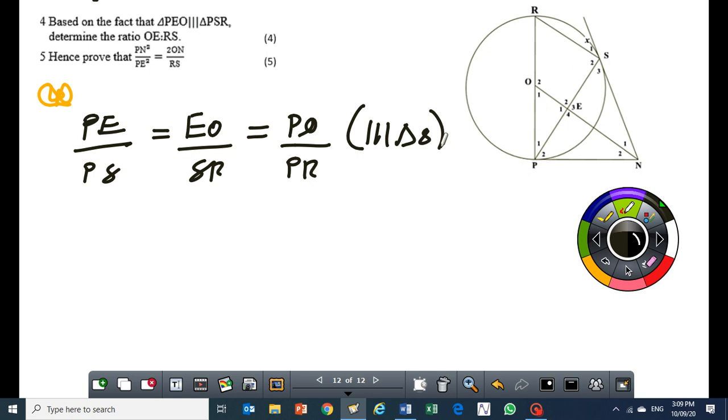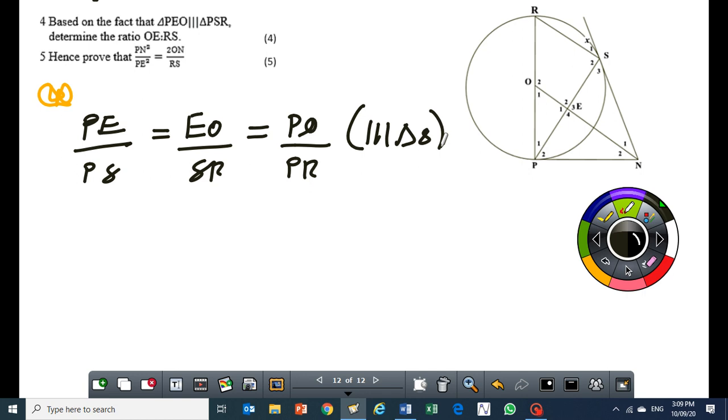Okay, don't forget to write that. Whenever you write that the ratios of corresponding sides are equal, there is similar triangles. And then from here, we need to identify what OE is, what RS is. Now, what do we know in terms of the ratios? PE over PS. We can write a ratio based on that because PE is half of PS. Remember, we proved that PE is equal to ES. We have proved it before.